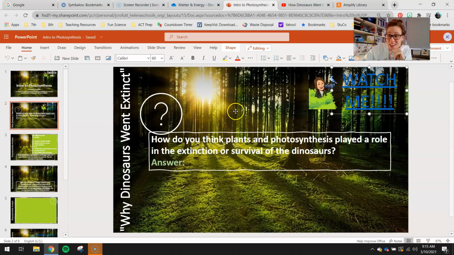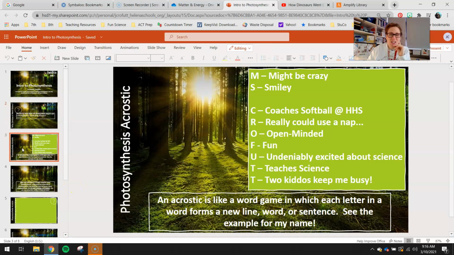So after that comet hit, where do plants come in? Okay, why was it important for plants to be there and to have photosynthesis, and why weren't they there? So you guys will kind of see little hints to that in the video, but it's not very direct. So you guys are just gonna kind of have to piece that puzzle together on your own. Okay, so after you answer that question, then we're gonna move on and do a little photosynthesis acrostic.